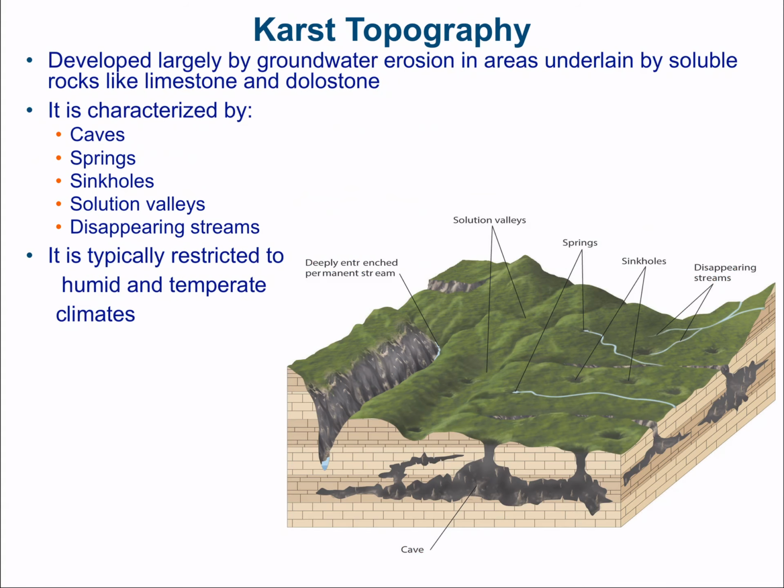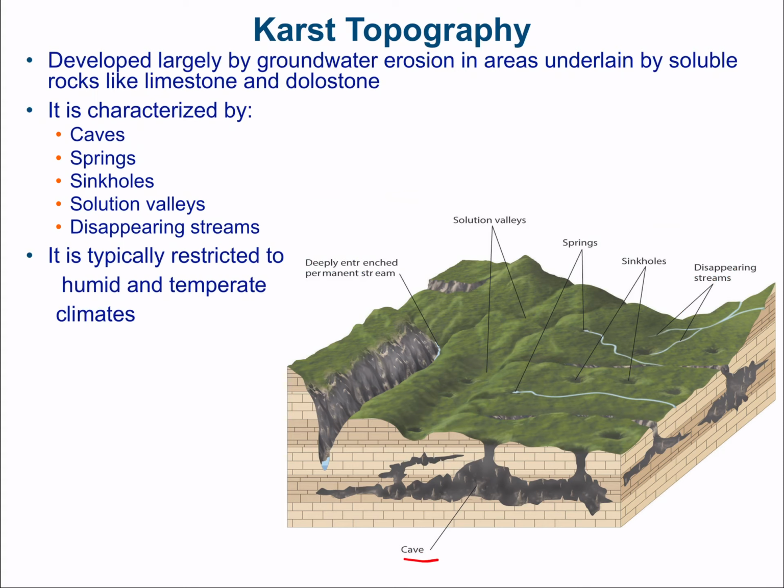A karst topography is developed by groundwater erosion in areas that are underlain by soluble rocks, such as your limestone and your dolostone. So karst topography is characterized by caves, springs, sinkholes, solution valleys, and disappearing streams. Typically, it's going to be related to humid and temperate climate.